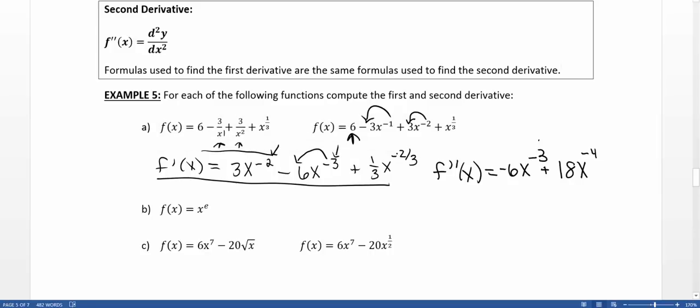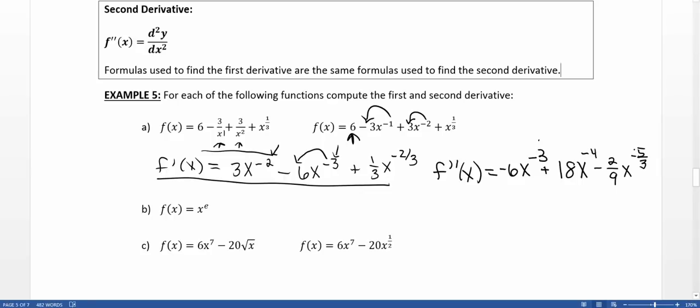And then here, I'm going to have a minus 2/3 times a positive 1/3. So that's going to give me minus 2/9 x. So 2/3 times 1/3 gives me the 2/9. You multiply the numerators and the denominators. And then negative 2/3 minus 1 is going to give me negative 5/3.